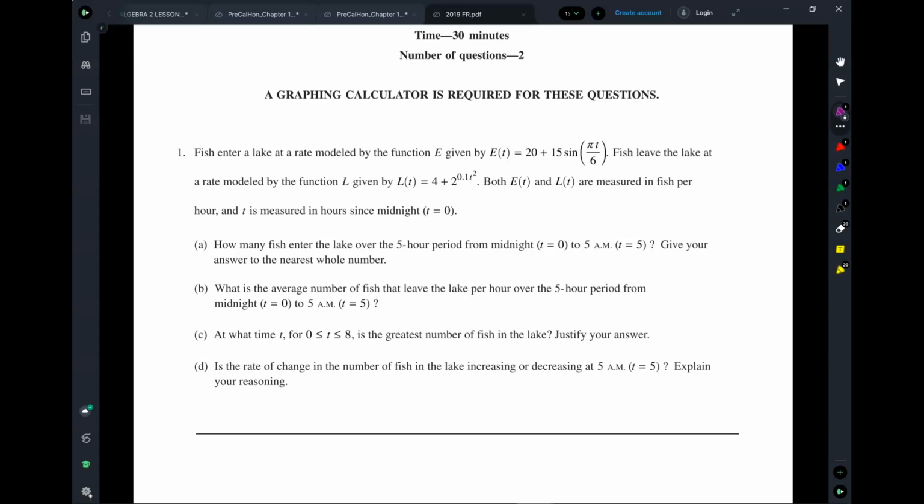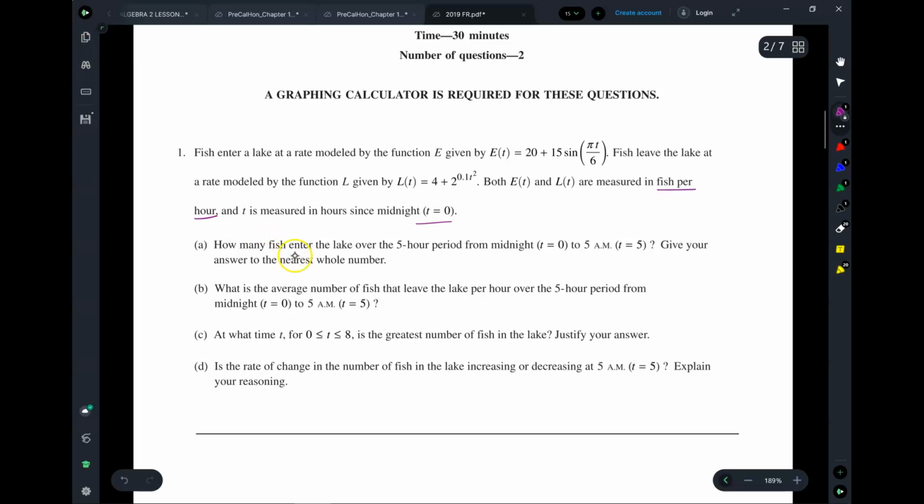Fish enter a lake at a rate modeled by the function E given by this. So E for enter, get it? Fish leave the lake at a rate modeled by the function L for leave. And look at these complicated functions. You are not doing anything to these functions by hand. These are meant for you to graph them. Both E and L are measured in fish per hour. You never thought you'd see that as a unit anywhere, right? And t is measured in hours since midnight. And look at how nice they are. They tell you that midnight is t equals 0.